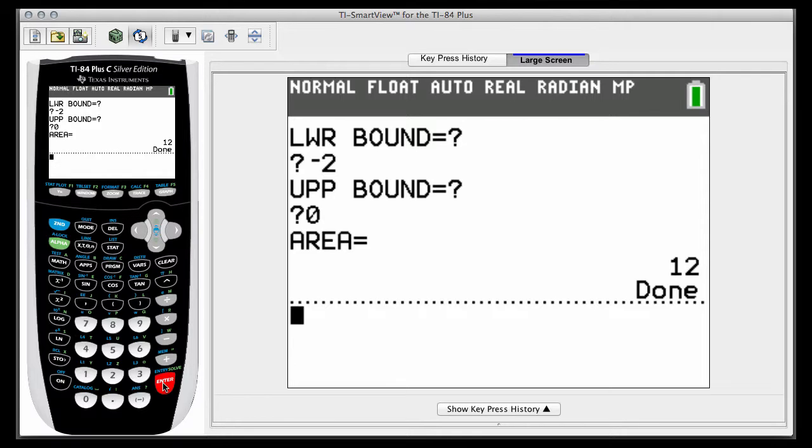But I wanted to show you what happens if you were to run it from the far left endpoint to the far right endpoint. It doesn't always work. You still have to be smarter than your calculator.